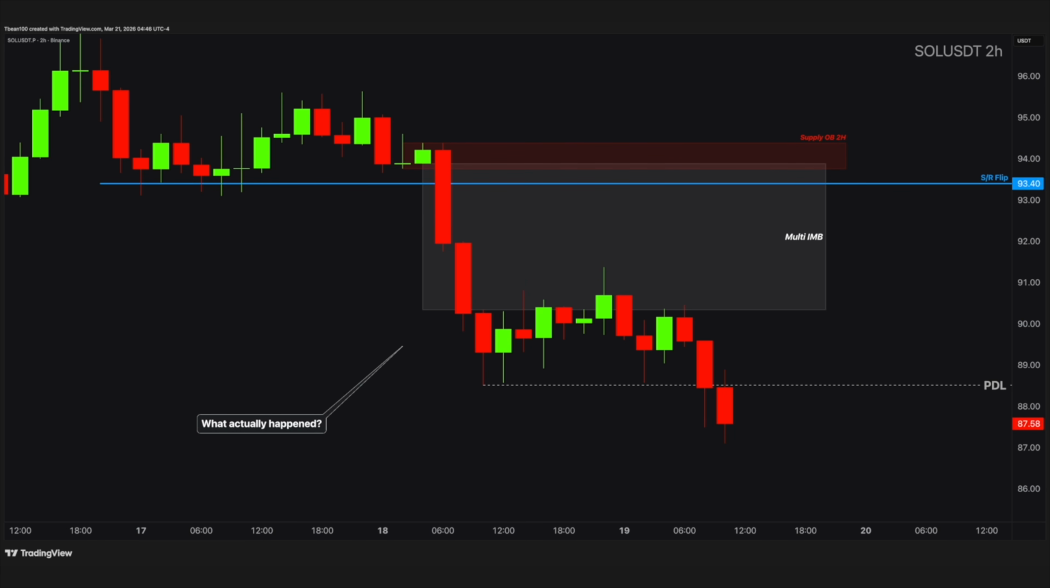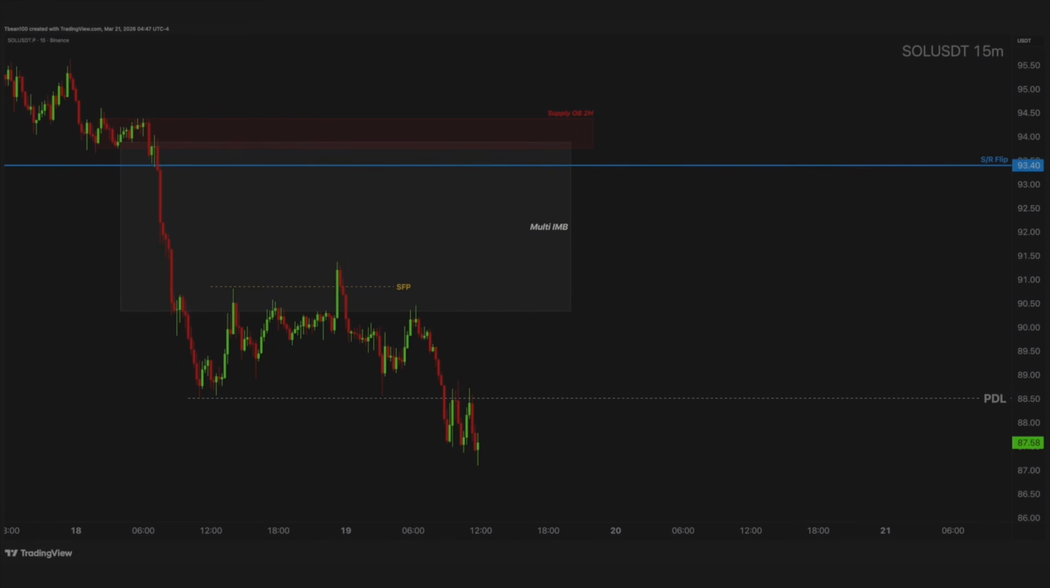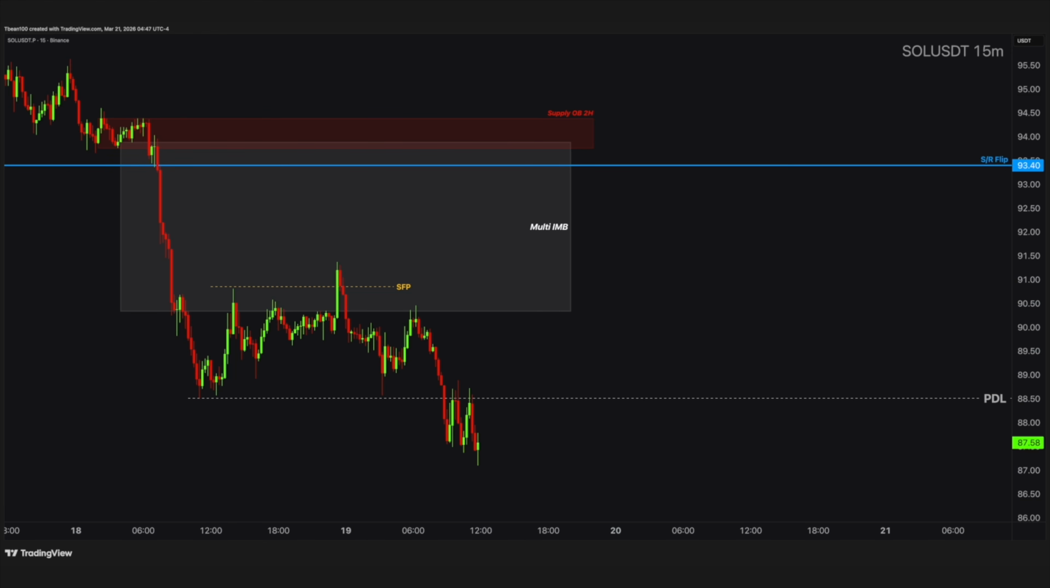However, in this case, something unexpected happened in the market. After the internal swing failure pattern, the structure dropped hard and took out the previous day low much earlier than expected. So now let's break that down. Right after the swing failure pattern from the 2-hour chart, what formed next was this very clean and perfect equal low setup.